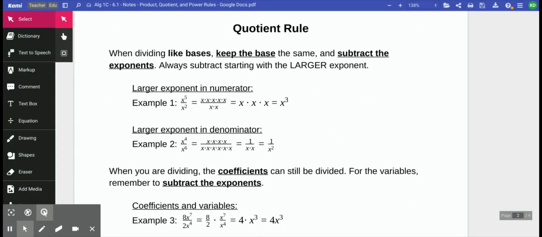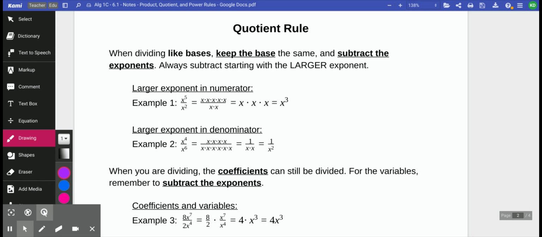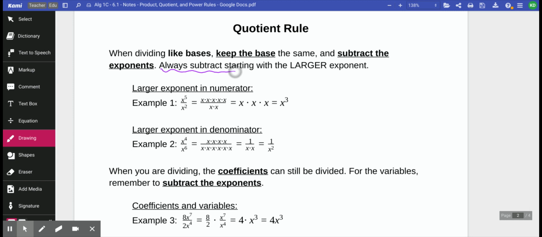Okay, the next one is our quotient rule, and we know that quotient means it has something to do with division. So our basic rule says, when dividing like bases, keep the base the same and subtract the exponents. It says to always subtract starting with the larger exponent, and we're going to see 2 examples here. One where the larger exponent is in the top, the numerator, and one where it's in the bottom or denominator, okay? So here's our first example.